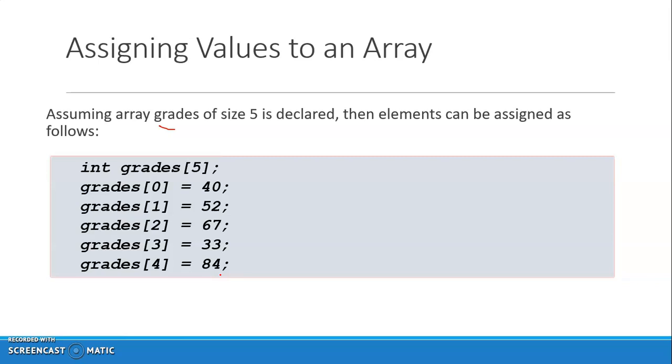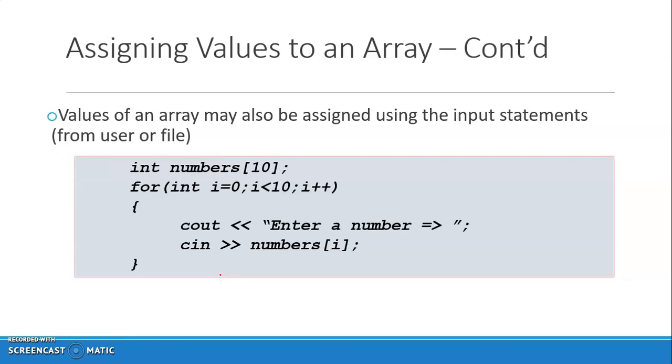So this is how you can assign values to an array. Of course, the values of an array can be assigned directly like this, but in most cases the assignment is done maybe through input statements. We can have a user entering values and we get those values and assign them into an array, or we can have these values coming from a database or from a file.